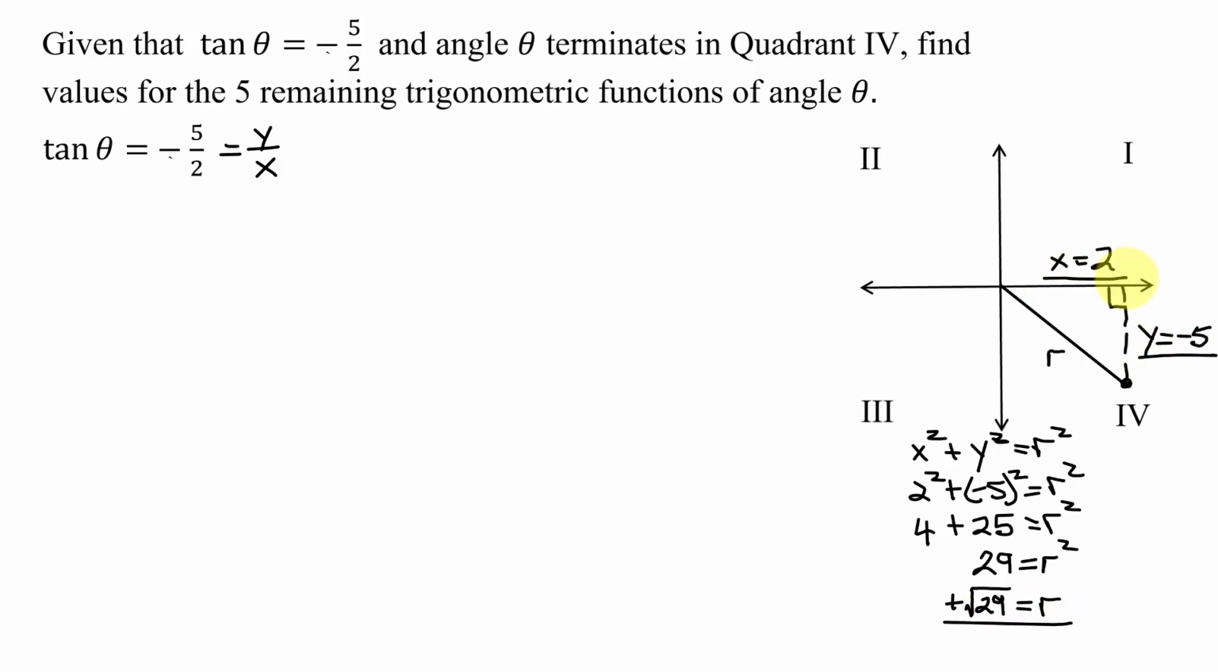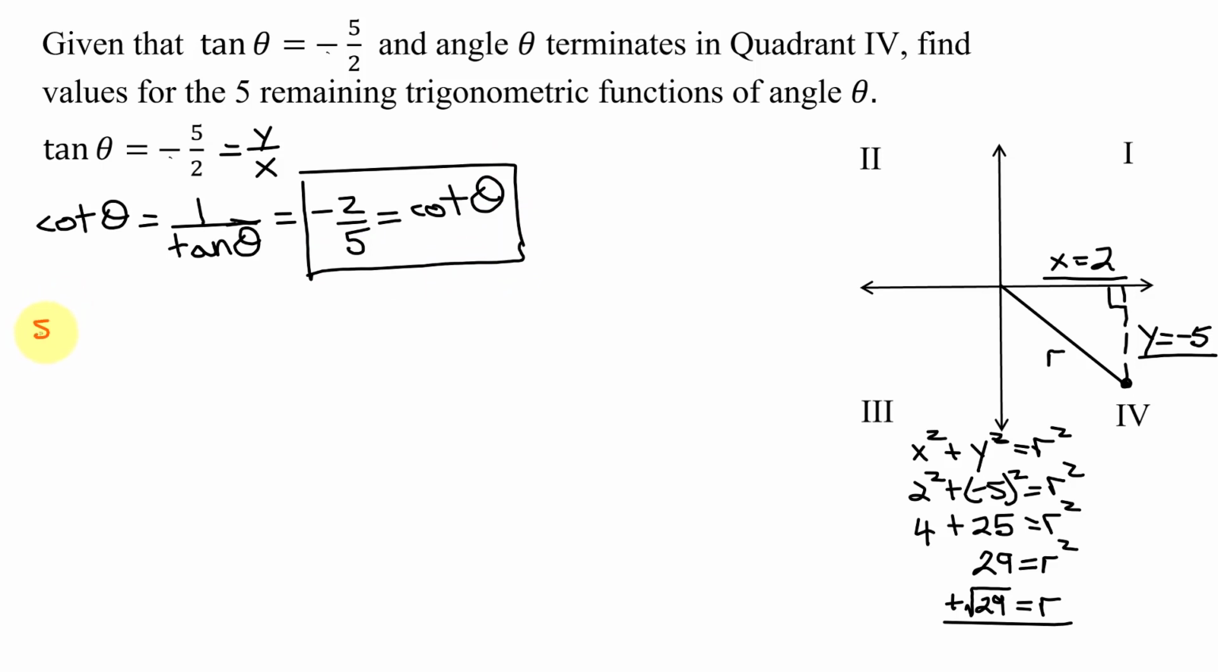I can find the value of any trig function. The first trig function I want to find is the reciprocal of the tangent of theta. Remember, that's the cotangent of theta. It is 1 over the tangent of theta. So all I have to do is take the reciprocal of -5/2, which is -2/5. So that is the value for the cotangent of theta.